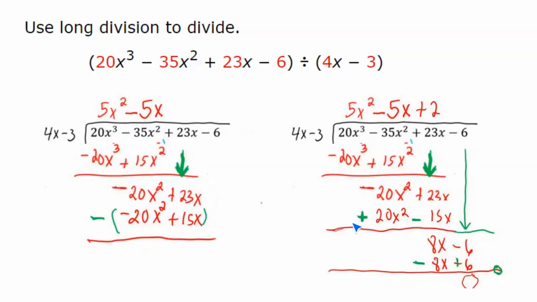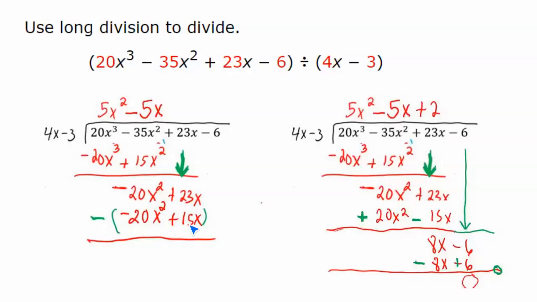And so I'm right here in this line. Negative negative is a positive 20x squared, and negative times 15x is a negative 15x. So my first terms, if I add those, I get 0. And then 23x minus 15x will give me an 8x. I'm going to bring down the negative 6.